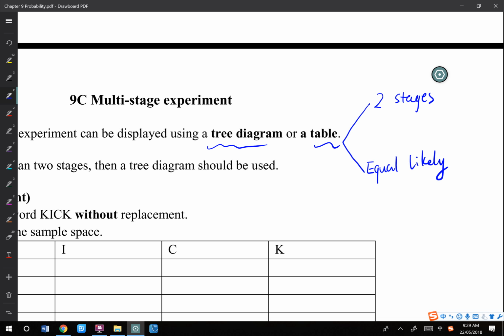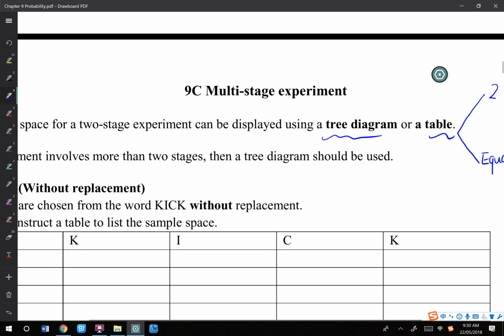For example, I have a biased coin. I want to toss it 2 times. We can't use the table because the outcomes are not equally likely. The probability I get head or tail is not half and half, so I can't use the table. So the table comes with a lot of restrictions. Only 2-stage experiments. If I toss it 3 times, I can't do it this way. And equally likely events.